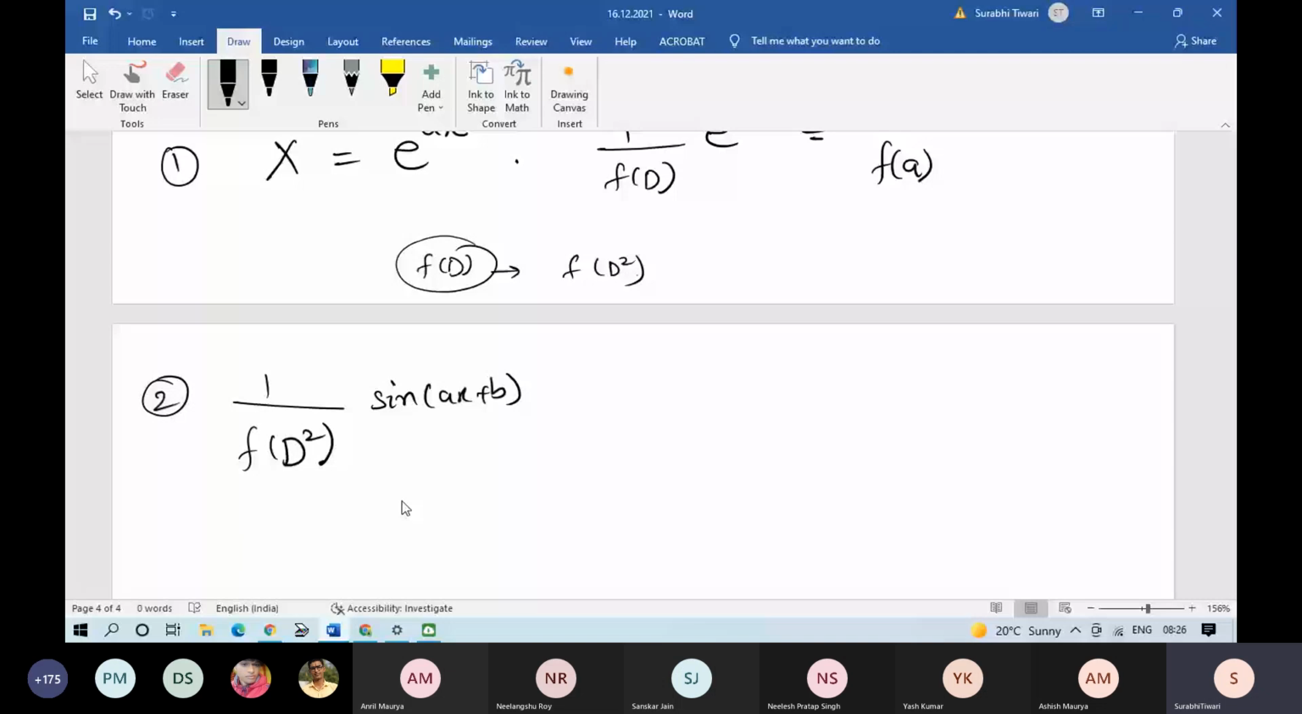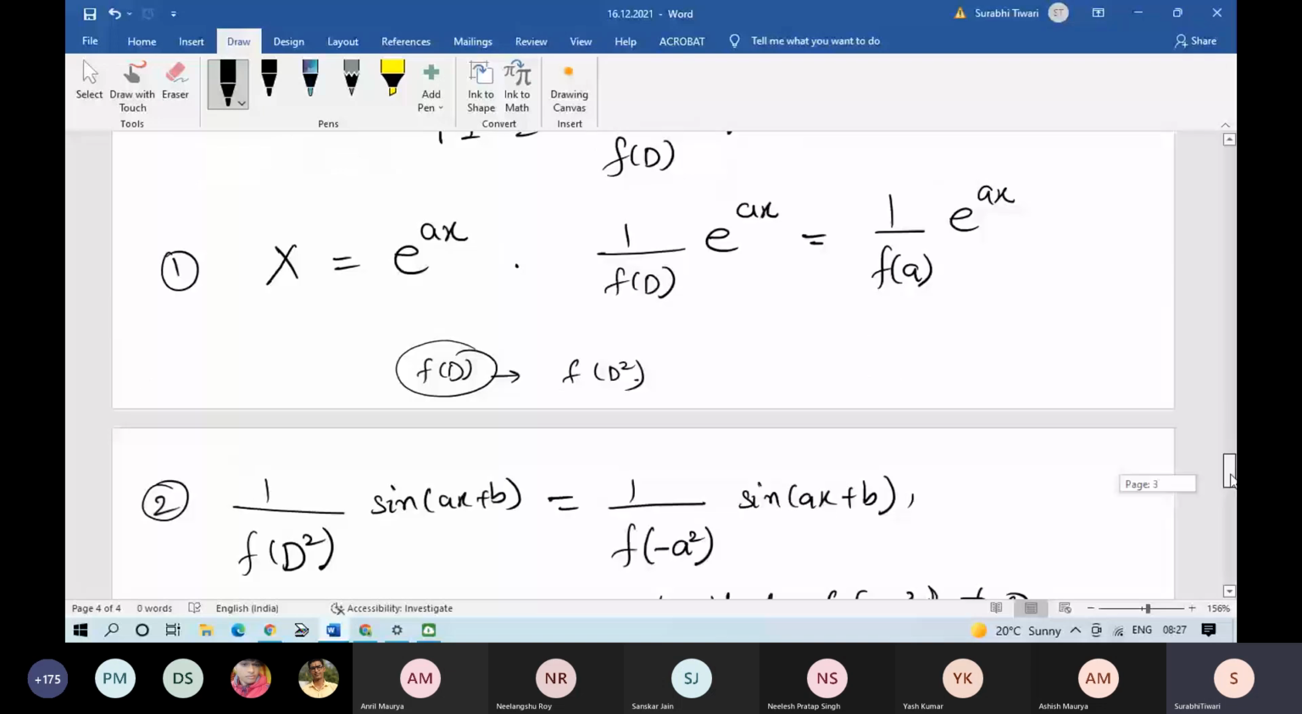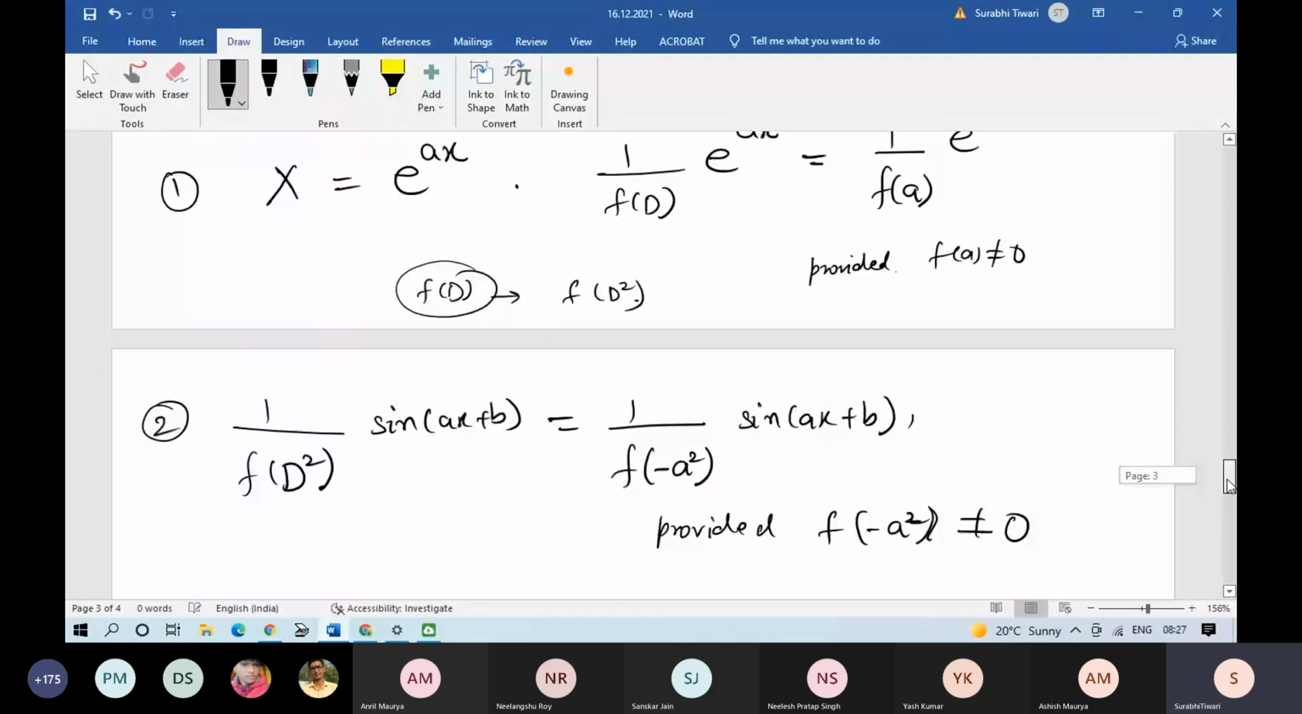ठीक, सो this is equal to 1 upon f of minus a square sine ax plus b, provided this denominator is not equal to 0. Provided f of minus a square is not equal to 0. This also applies to the first rule also. This f of a should not be equal to 0. Otherwise, how can you apply the formula?